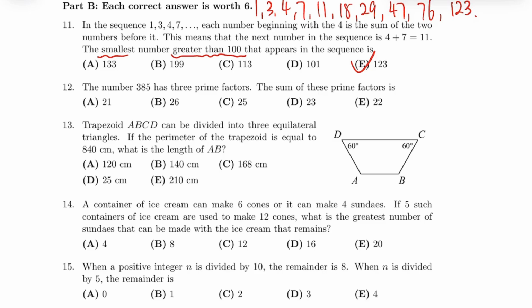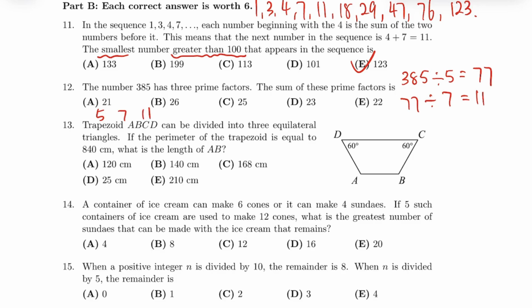Okay, so next, number 12. The number 385 has 3 prime factors. The sum of these prime factors is... It's easy to see 385 is divisible by 5 because it ends with 5, which gives us the quotient 77. So 77 is divisible by 7, which gives us 11. So the 3 prime factors of 385 are 5, 7, and 11.